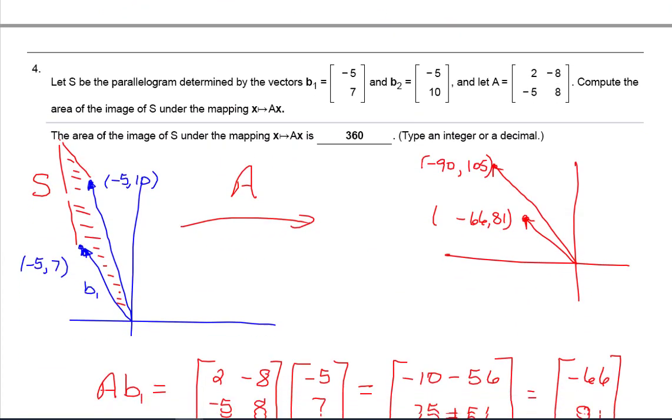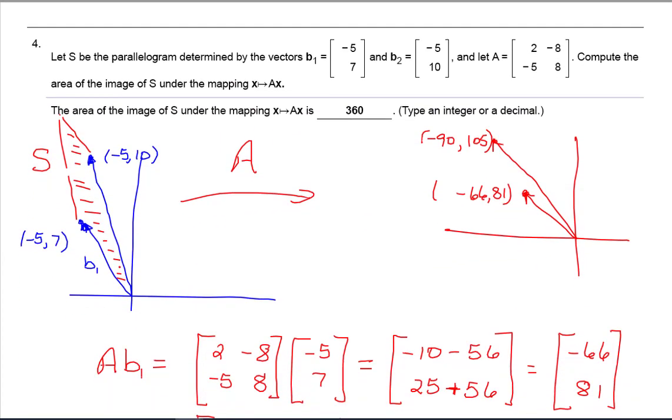All right, in question 4, we are given two sides of a parallelogram, minus 5, 7 and minus 5, 10. So I've drawn them here in the plane. So here's my parallelogram. They're going to get mapped by matrix A. So here's matrix A. And they're going to go someplace new. And so I wanted to figure out the area in two different ways.